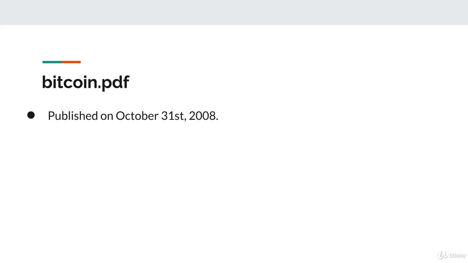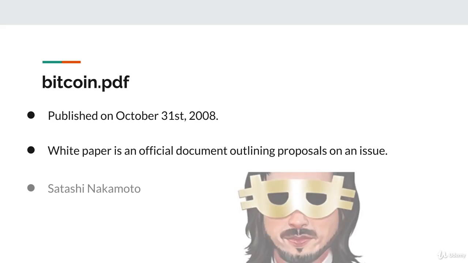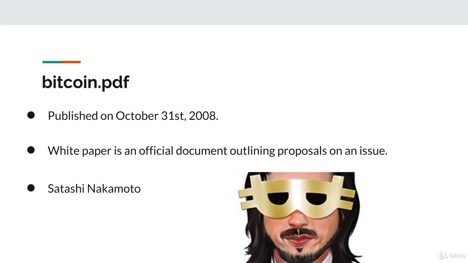A white paper is an official report or document released by governments, as well as organizations or other companies that want to outline information and proposals on a certain issue. So back in 2008, the mysterious Satoshi Nakamoto published the Bitcoin white paper. He's mysterious because, to this day, we still don't know his or her identity, or even if Nakamoto is one individual or a group of individuals. Although there are some theories that float around the internet from time to time, which you can look up yourself.